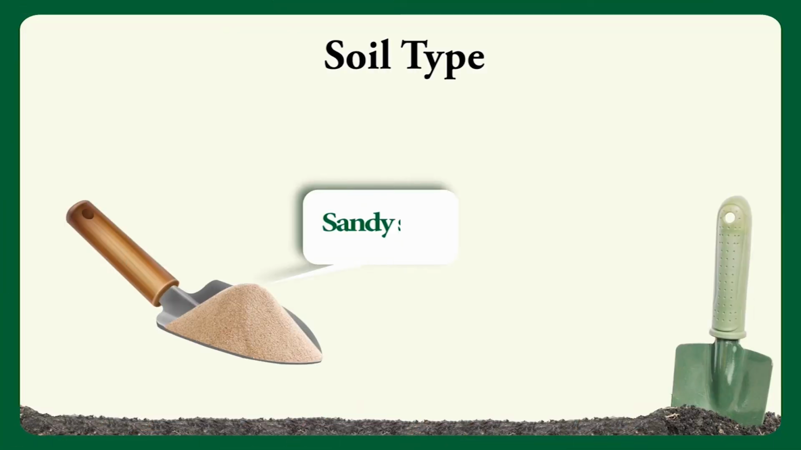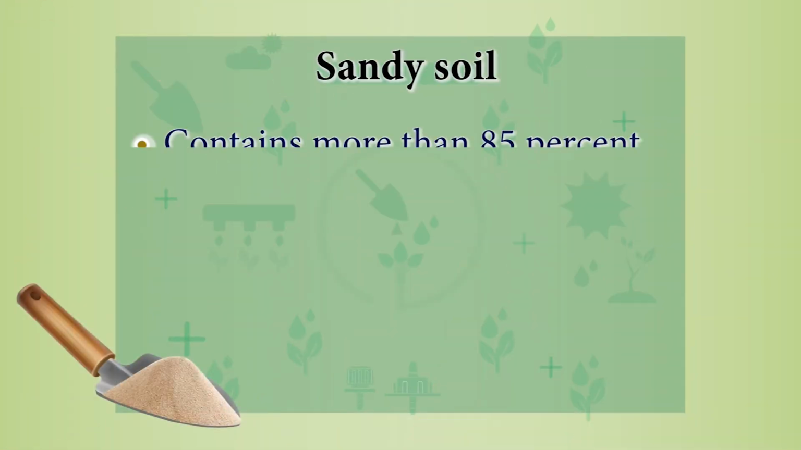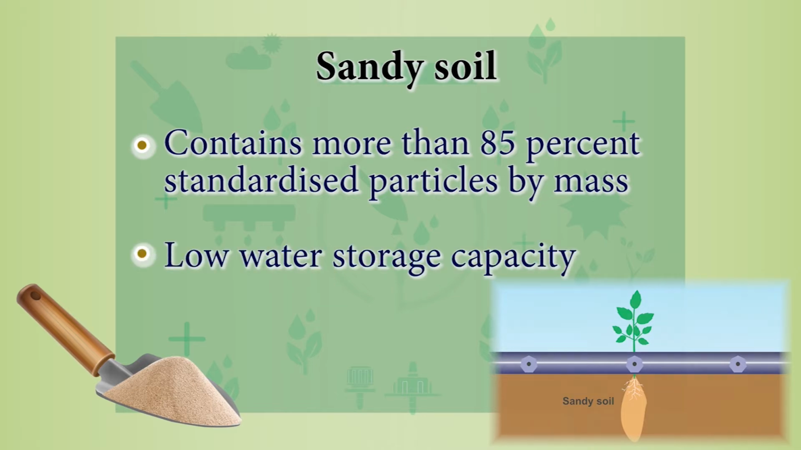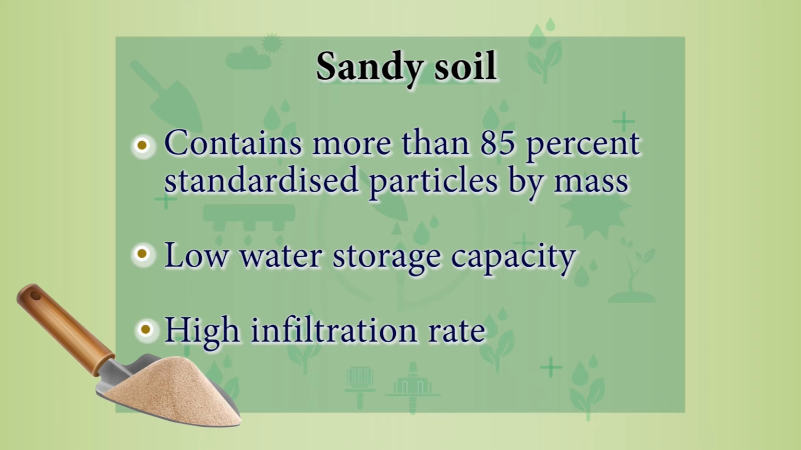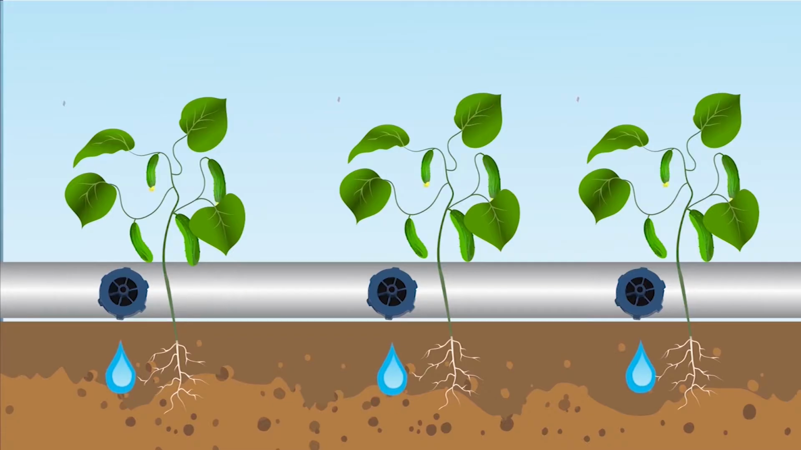So, soil type. There are different types of soils. Sandy soil contains more than 85% of standardized particles by mass. It has a low water storage capacity and a high infiltration rate. Therefore, we need to give more frequent irrigation to sandy soils. Under these circumstances, sprinkler or drip irrigation is more suitable than the traditional surface irrigation.